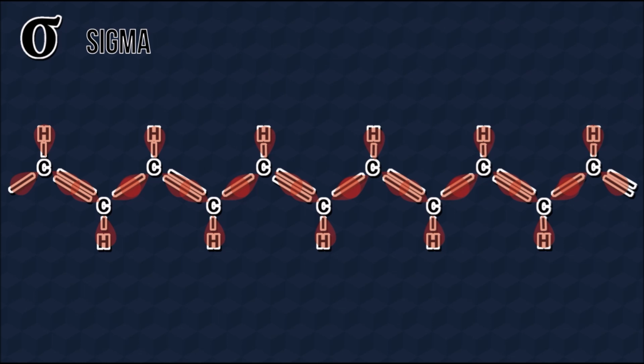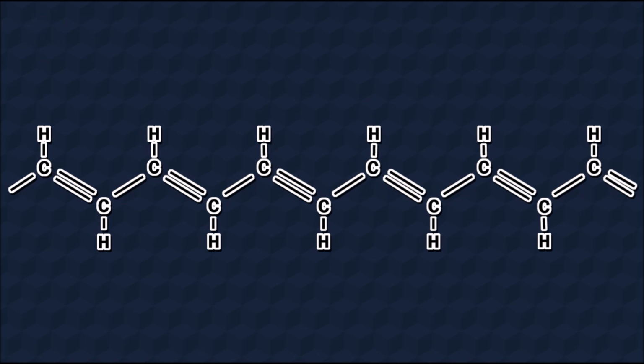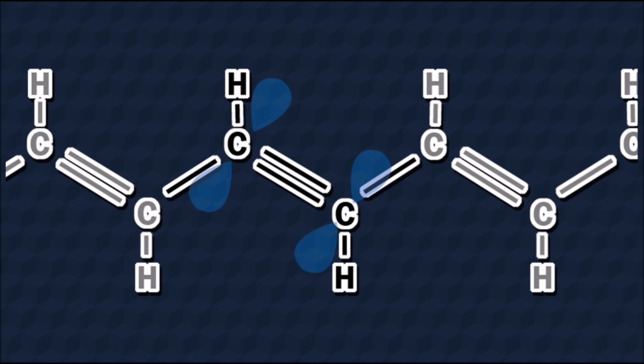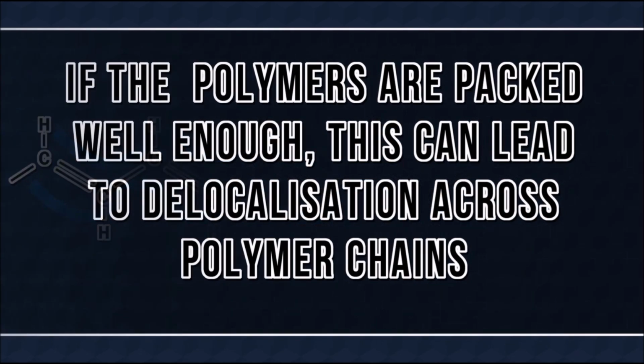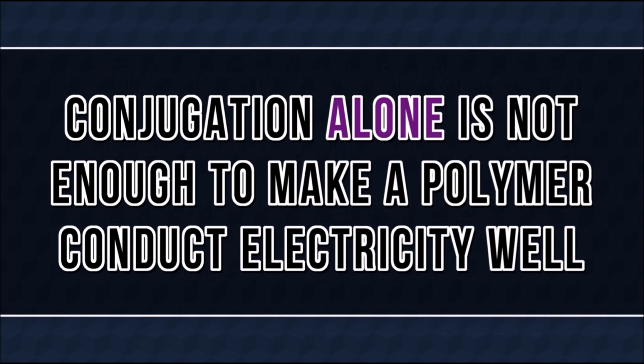The sigma bonding is a feature of both single and double bonds, but the pi bonding is a feature of only the double bonds and consists of overlapping p orbitals on the carbon atoms, resulting in the slight delocalization of electrons across the bond. By alternating double and single bonds, it is possible to extend this effect along the entire polyacetylene chain, and if the chains are packed efficiently enough, this can result in the delocalization of electrons across polymer chains. Conjugation alone is not enough to make a polymer highly electrically conductive. Hence, the early forms of trans and cis polyacetylene were only weak semiconductors.